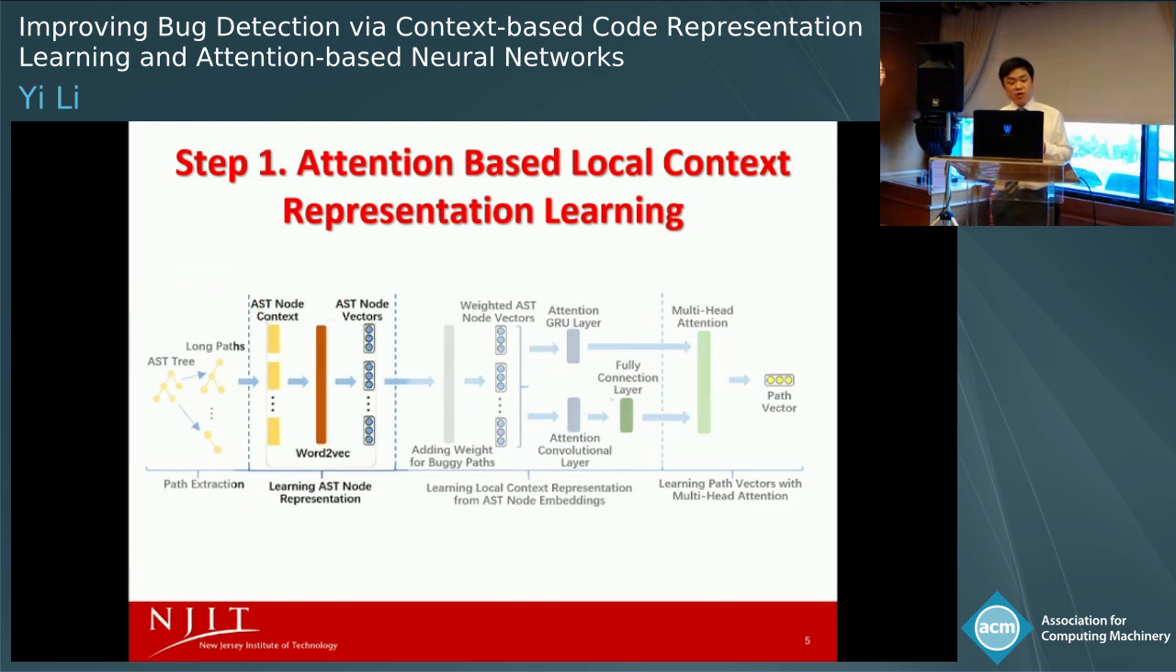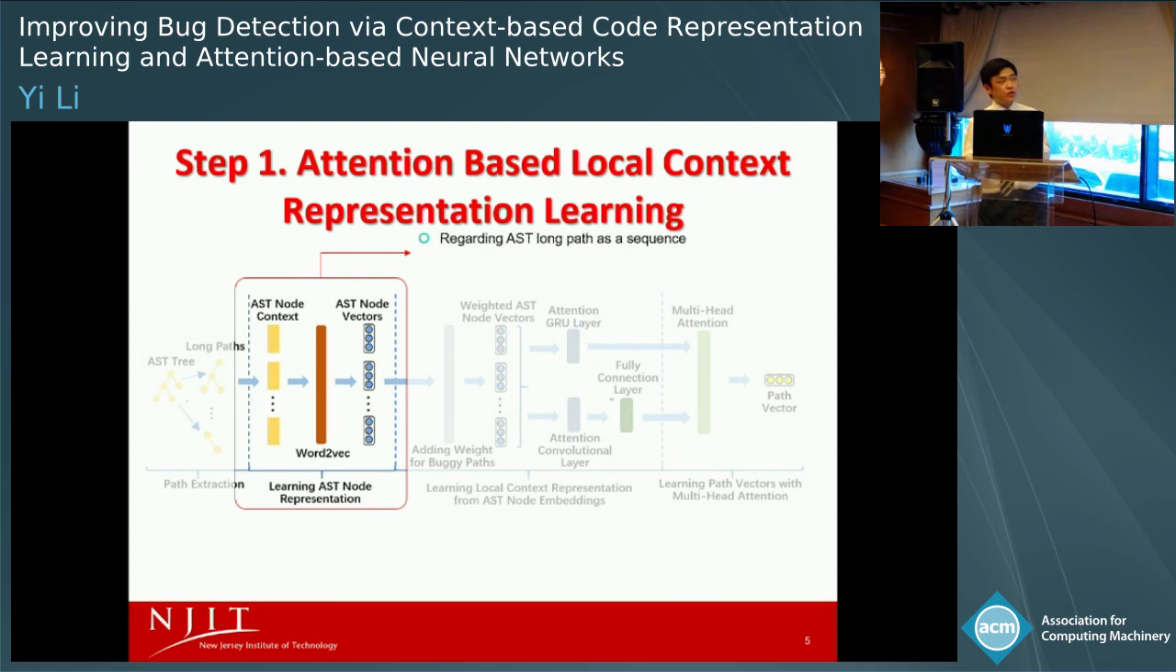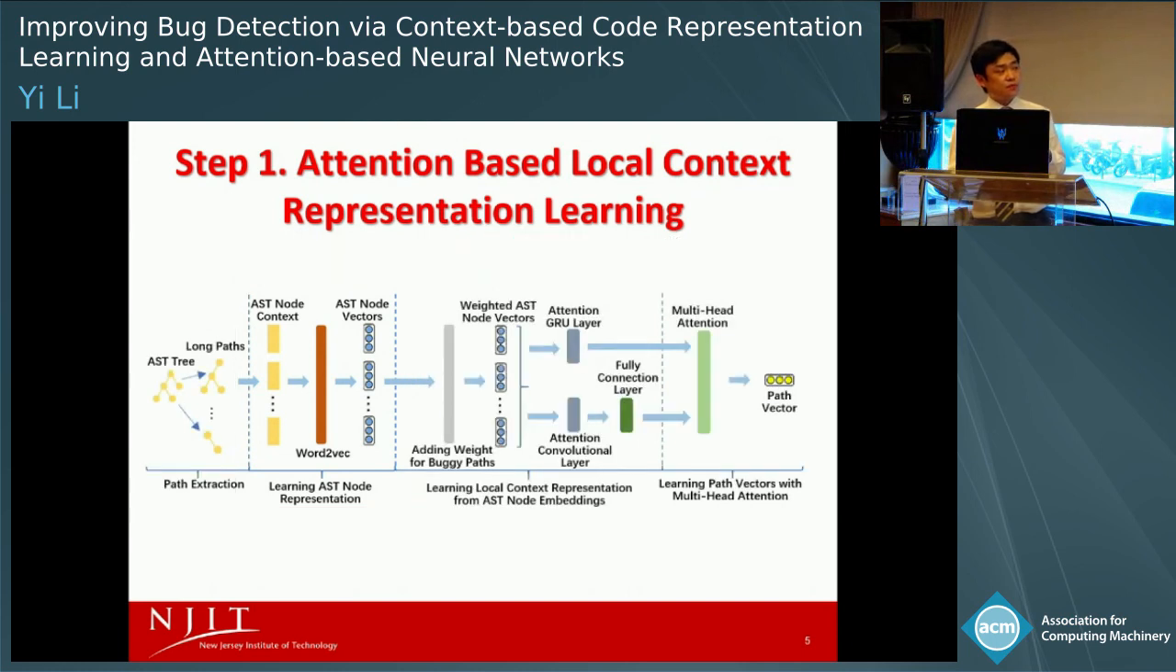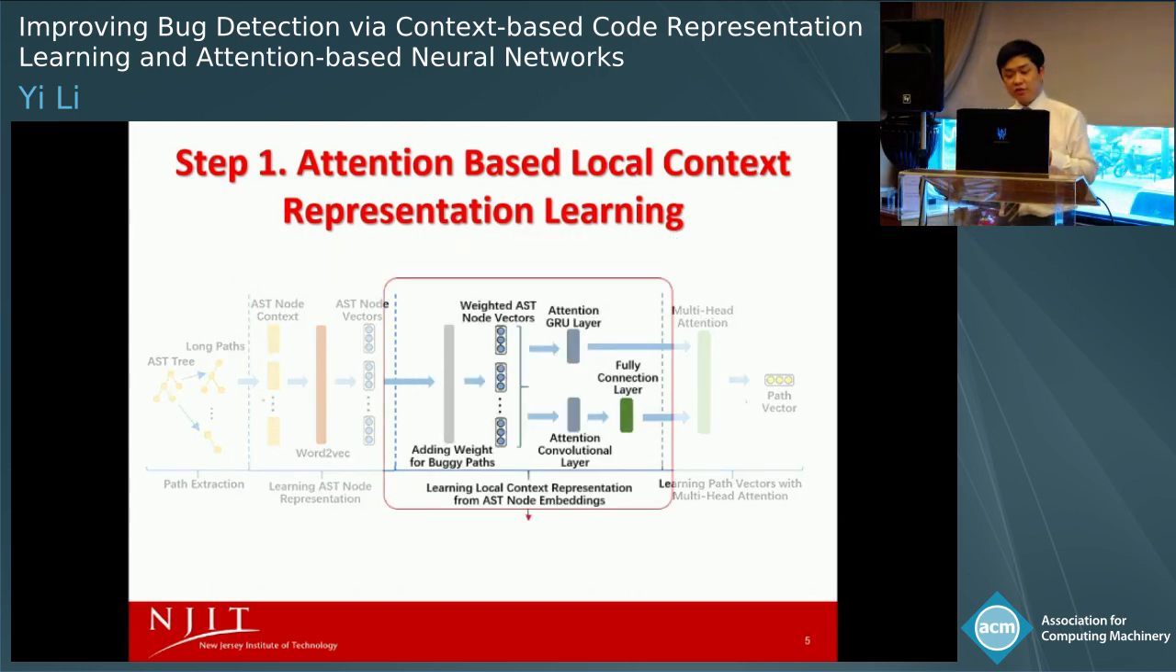With these long paths, we can learn the AST node representation. It's quite simple. We just regard the whole long path as a sequence, each node as a word, and then we can use word2vec on that. It's really simple. And with the representation vector list, we can learn the local context representation from this. Firstly, if this path is buggy when doing the training, we add a trainable weight on it. And then we put the vectors we get into the attention-based RNN and CNN to train the results.